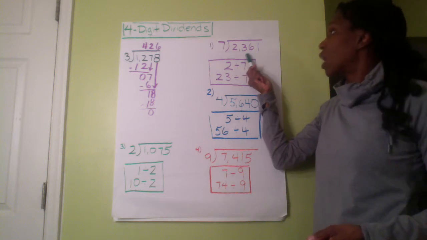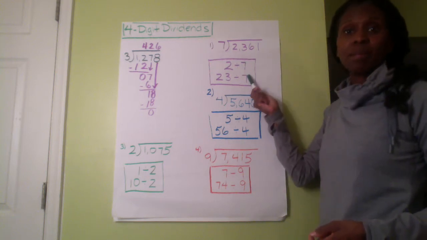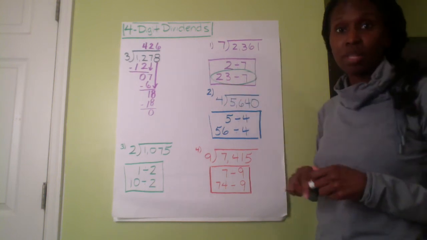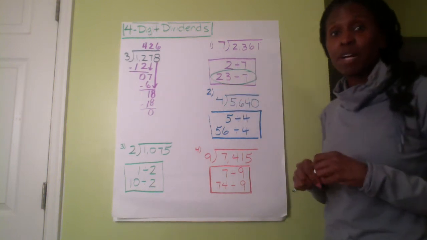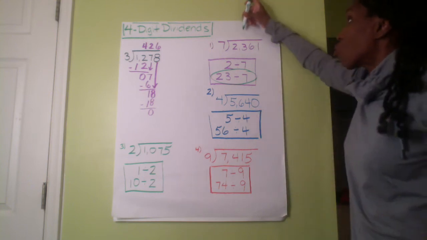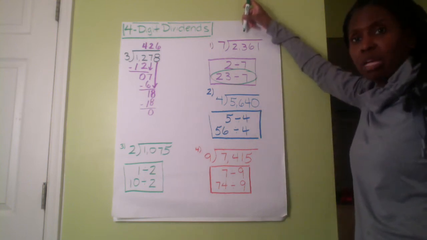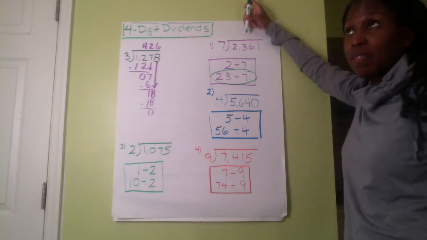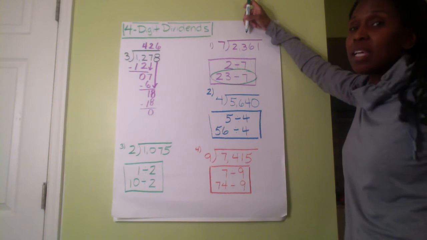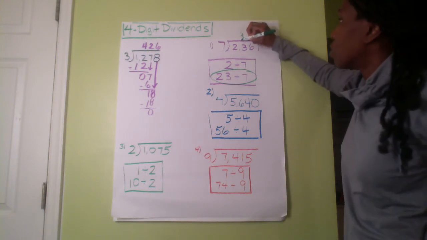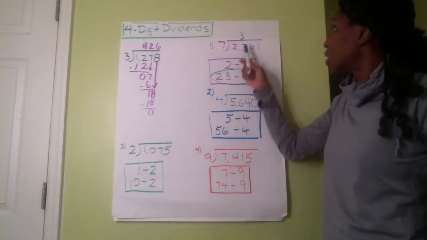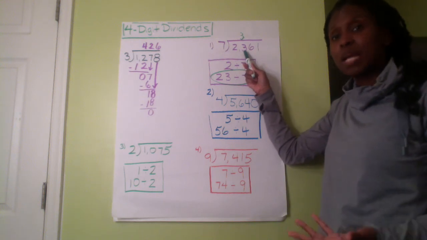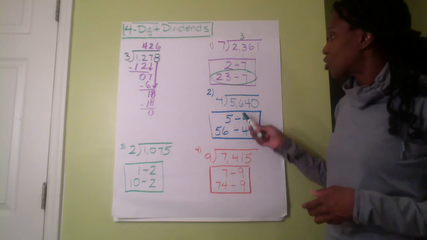So I'm not starting with 2 divided by 7, but I'm starting with 23 divided by 7. Okay, so I'm circling that. And because it's 23 divided by 7, I'm going to write my digit right here above the 3. So the question is, how many times can 7 go into 23? Thinking of my 7 multiplication facts, it would have to be 3 because 3 times 7 is 21. Notice I put the 3 right above the 3 in 23 because that's the number that I'm dividing into.